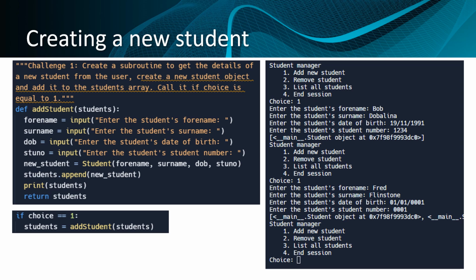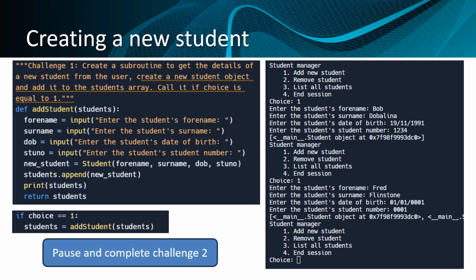That's why you can see on the right in the example that after we've added 2 students, there are 2 objects in the array. You might like to pause now if you haven't completed challenge 2 before I go on to explain how that is done.